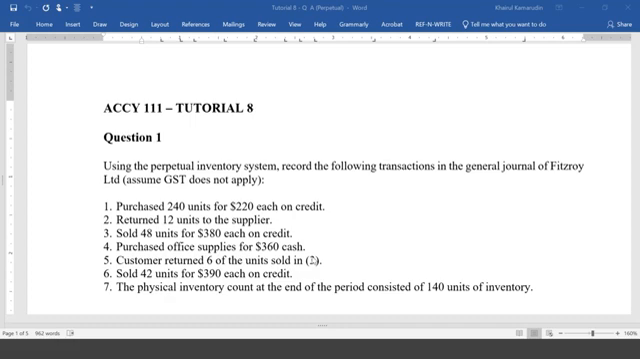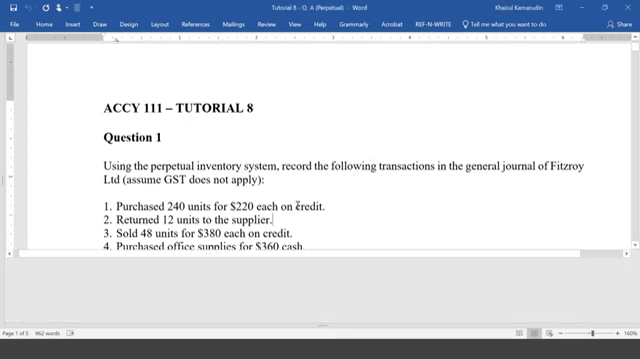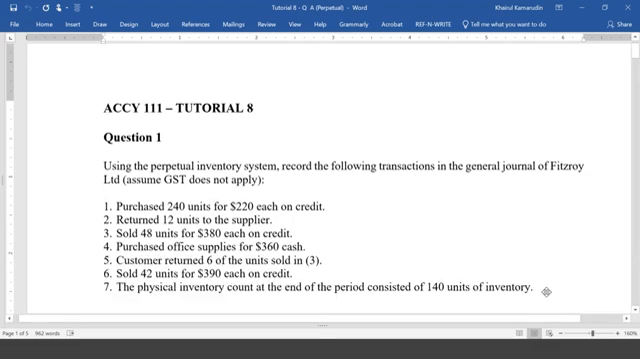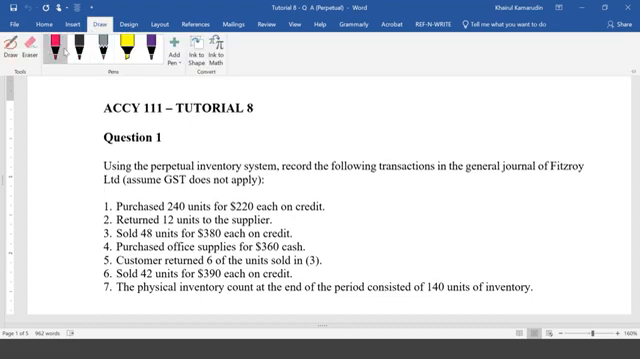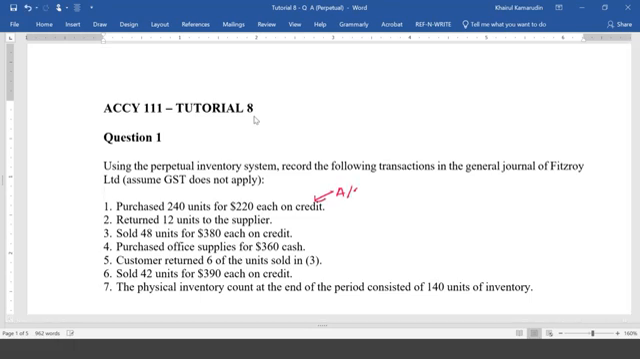Second, return 12 units to the supplier. Since the question says on credit, it means that you are going to use accounts payable. On credit means accounts payable, because you don't make payment. This is your liability. This is transaction number one and number two.